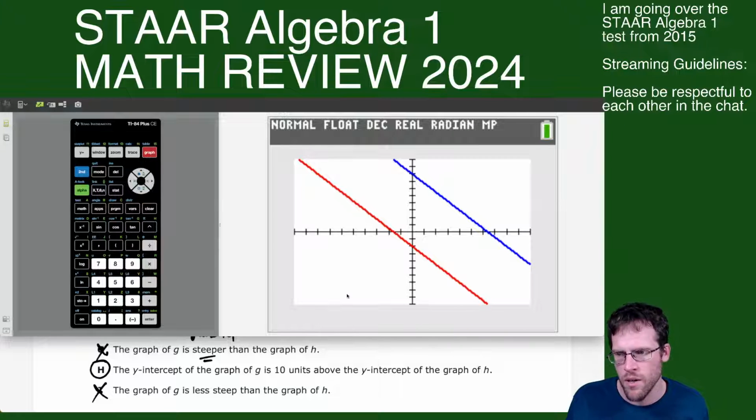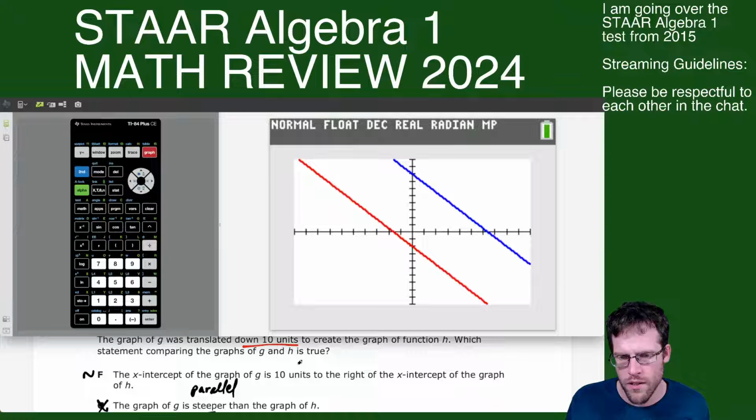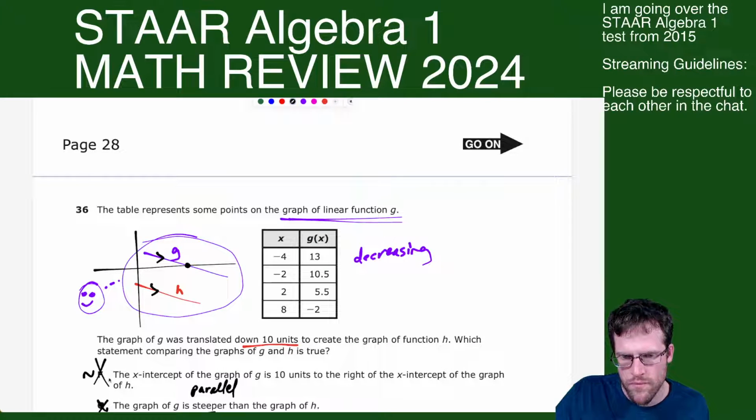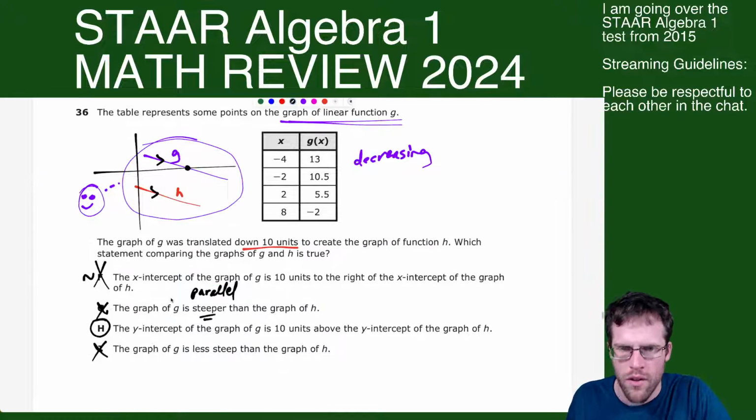It's definitely 10 above. Now we can look at the x's. This looks like 1, 2, 3, 4, 5, 6, 7, 8. So that's why choice F was definitely no good. It would be 8 units to the right. So that one there is out. All right, so 36 is definitely H.